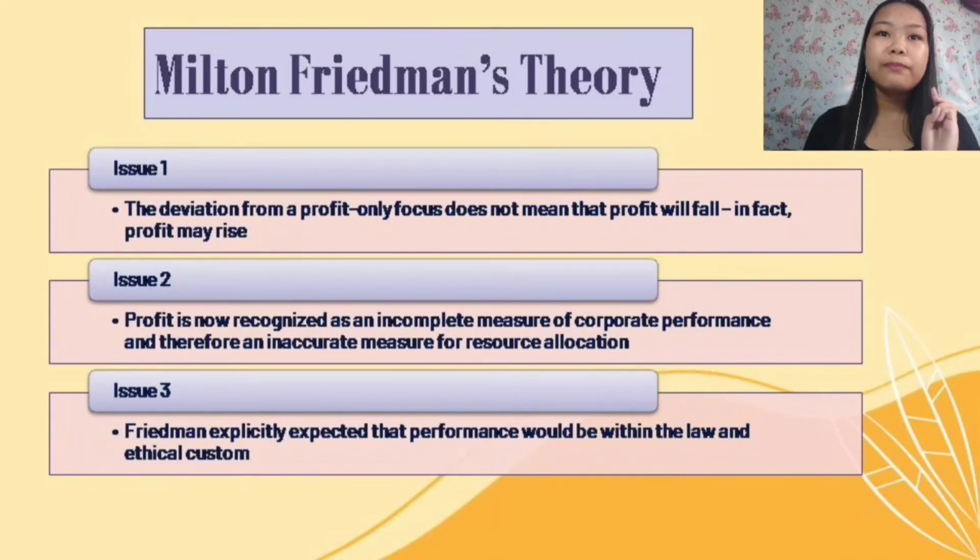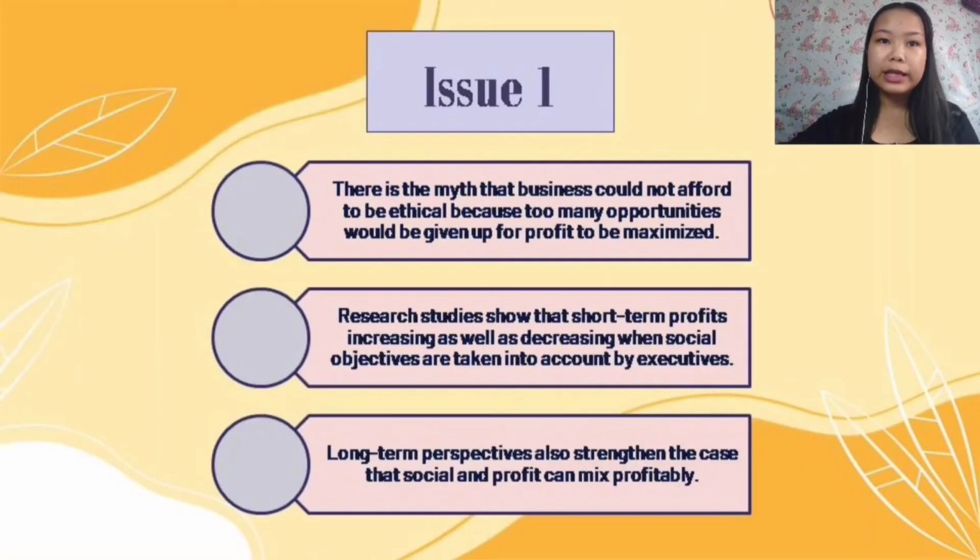And third, Friedman explicitly expected that performance would be within the law and ethical custom. First, there is the myth that business could not afford to be ethical because too many opportunities would be given up for profit to be maximized, or that executives could not afford to divert their attention from profit or else profit would fall. In fact, research studies exist that show short-term profits increasing as well as decreasing when social objectives are taken into account by executives.